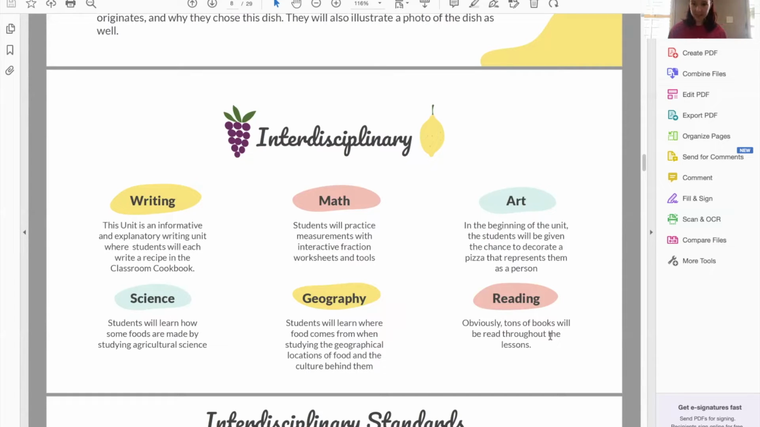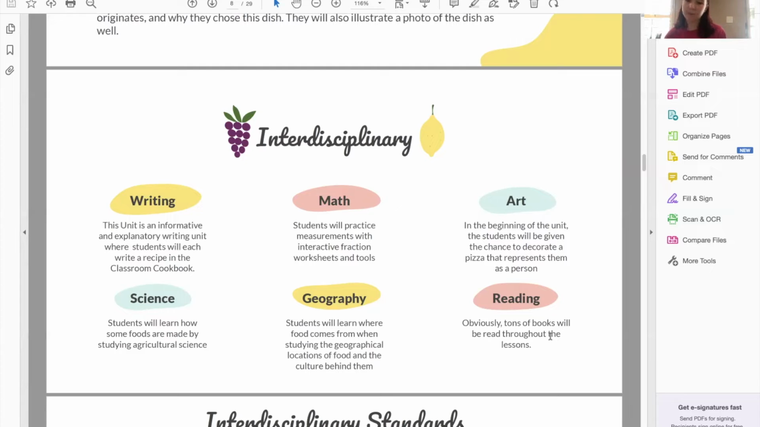Then we have science as well, and with science we go into agricultural science and studying how foods are made by farms and animals, but not super gross animal stuff, just mostly farms and plant foods. Then we have geography, where students will learn where food comes from, studying the geographical locations of food and the culture behind them. That is so exciting, and I think that would be really fun.